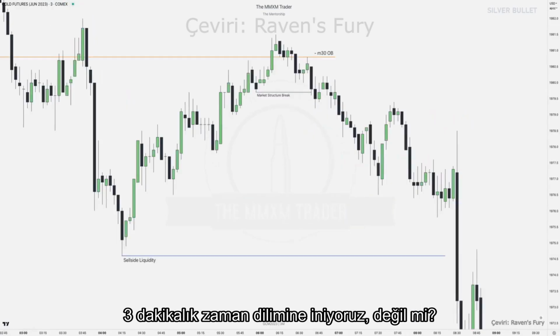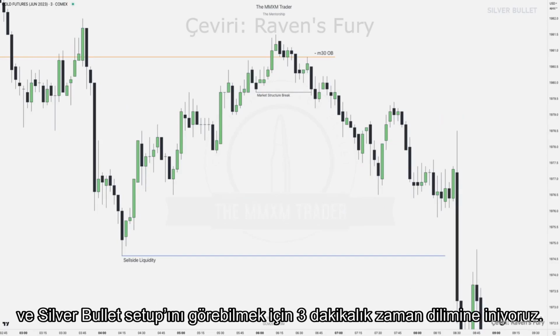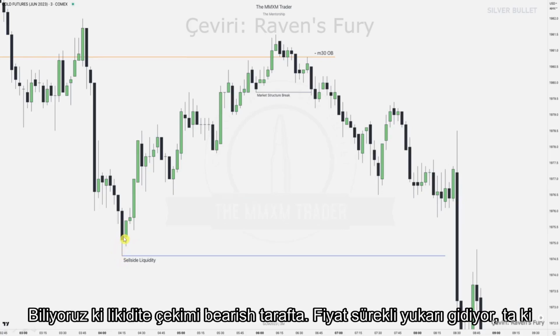Diving into that 3-minute time frame, right? So we're going into time frame alignment. This time we used a 30-minute order block and we're going into a 3-minute time frame to see if we can spot that silver bullet setup. So we have this market maker sell model formed over here. Sell side liquidity over here. We know the draw is bearish.